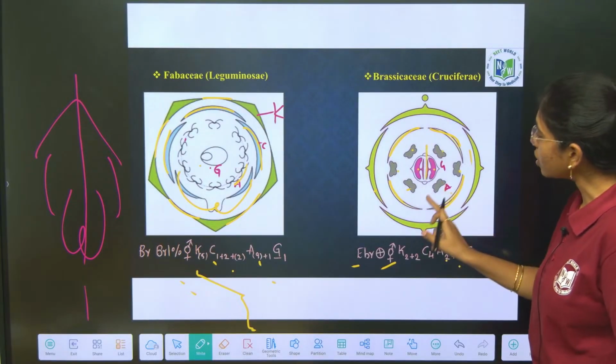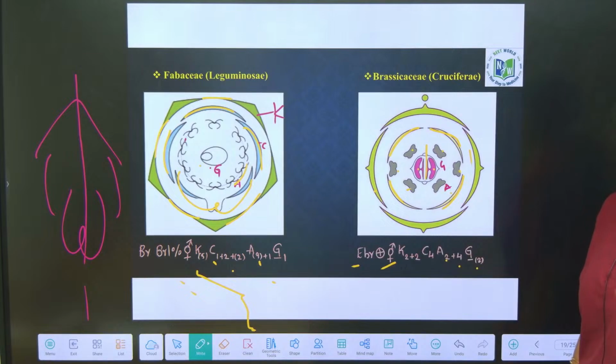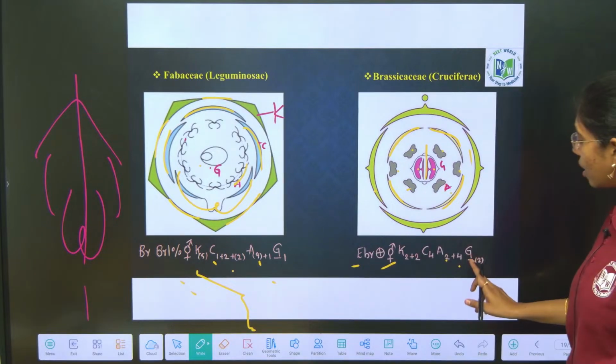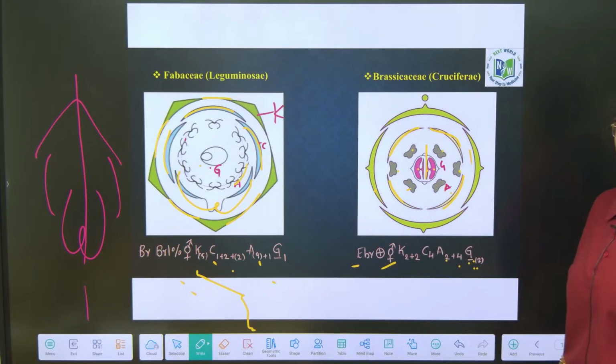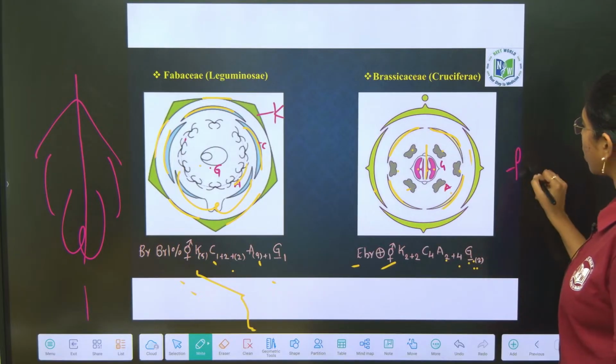It has a false septum in between. A true septal wall is not there. It just has a false septum. It is bicarpellary with superior ovary. That false septum is called the replum.